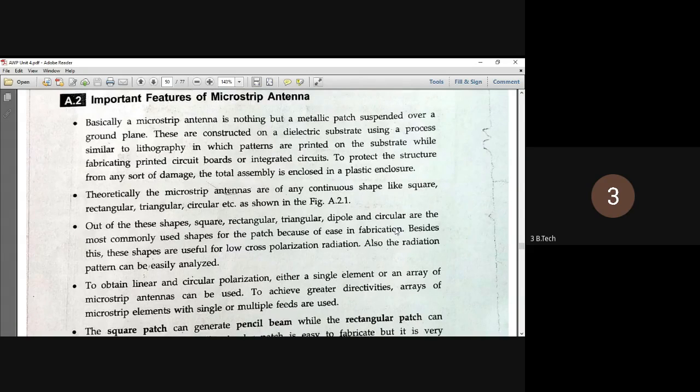One is rectangular. Is the screen visible? Is the audio clarity? Yes, sir.